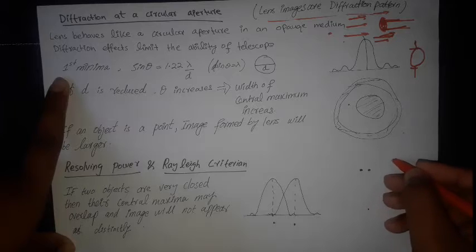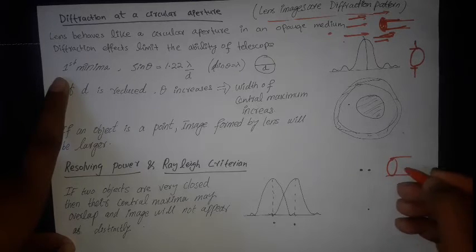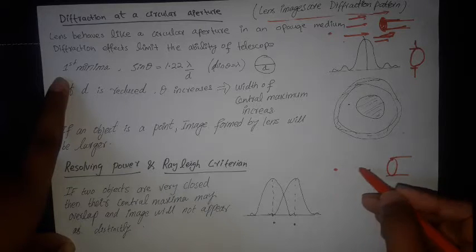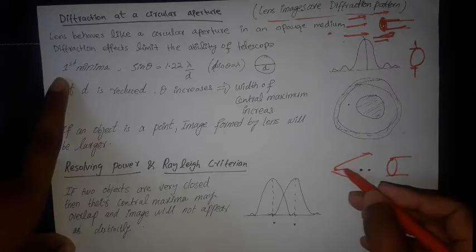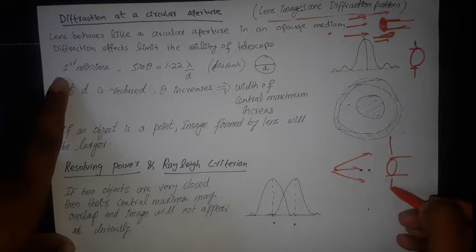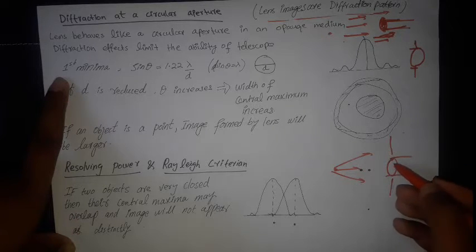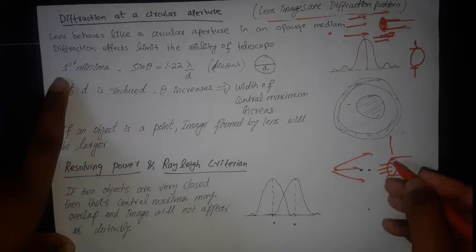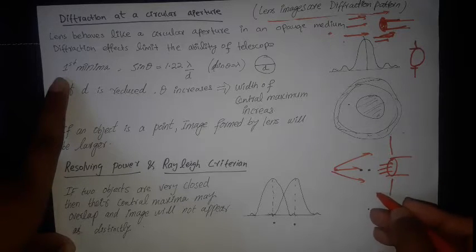So look here, if we have a telescope, obviously it has a lens. Let's say here we have an object, so light is coming from this object in all directions, but light which falls on this portion will be wasted. Only this light is converged by this lens at the screen or at the eyepiece.